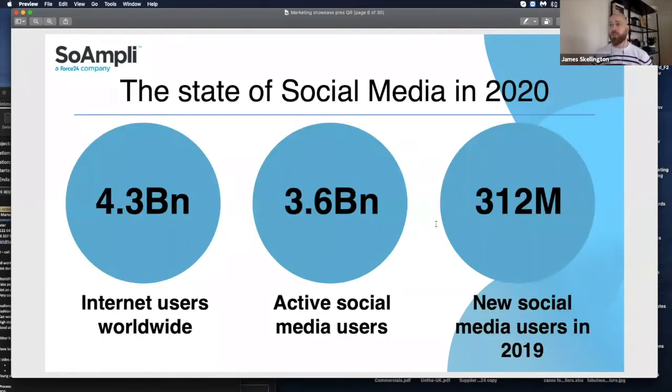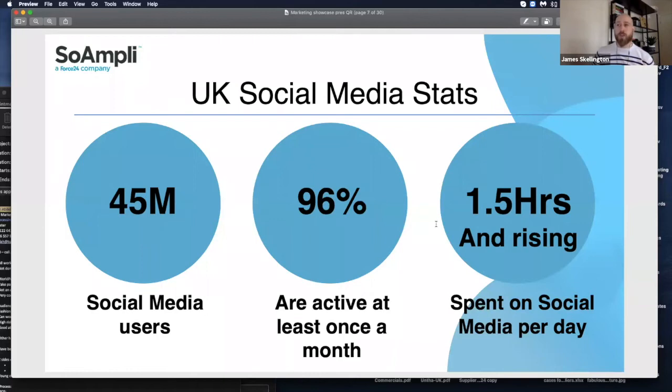If we look at the state of social media in 2020, you've got 4.3 billion internet users worldwide, 3.6 billion active social media users, and 3.12 million social media users alone in 2019. In the UK, that translates to 45 million social media users, 96% of which are active at least once a month, and 1.5 hours and rising spent on social media per day. I'll go into some of the stats around the COVID period right now, but I think everybody in this room will know quite well that these numbers are soaring and going through the roof through the current period.